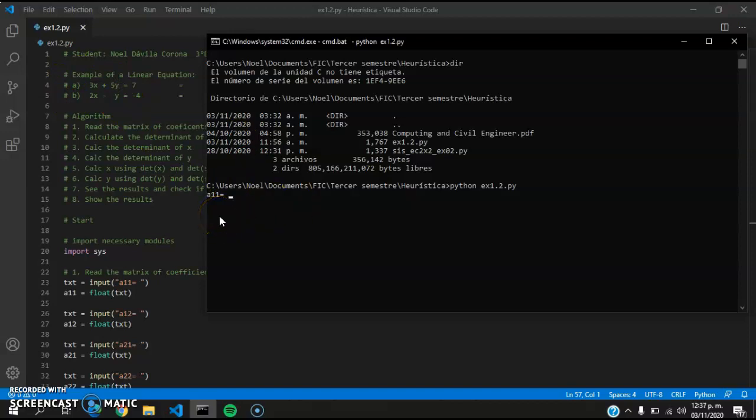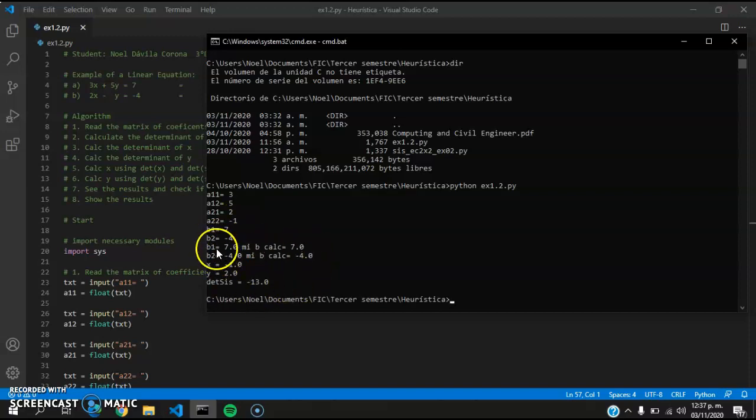And now I'm going to put the values that I have in the example. A11 is 3, A12 is 5, A21 is 2, and A22 is -1. Now the values for b1 is 7, and b2 is -4. And as you can see, here I have my results: x equals -1 and y equals 2.